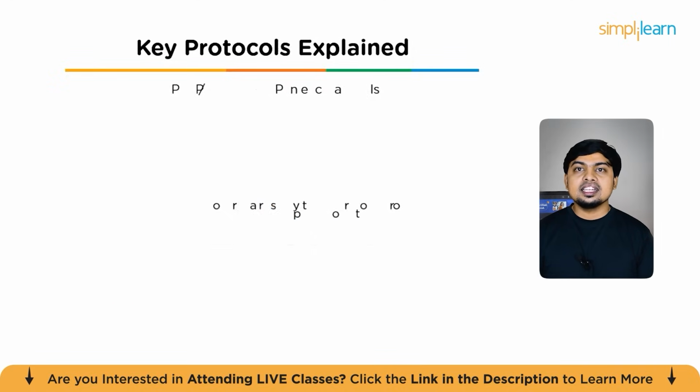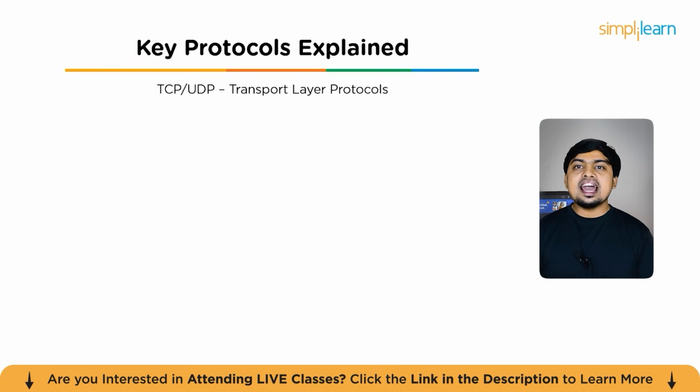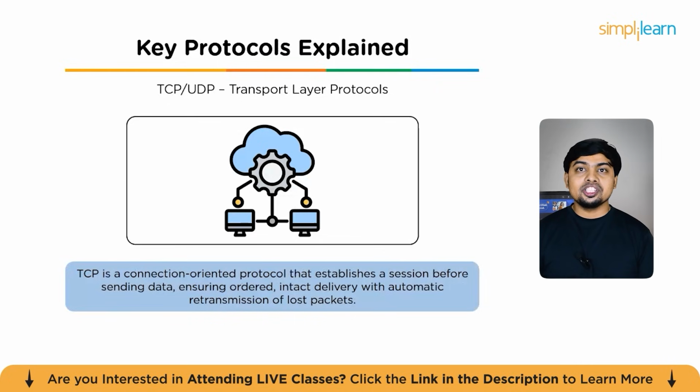Now, the next one is TCP, for reliable transport. TCP, or Transmission Control Protocol, is a connection-oriented protocol. It establishes a connection before sending the data, and guarantees order, integrity, and completeness of the transmitted information. And the best part is it can retransmit lost packets automatically.